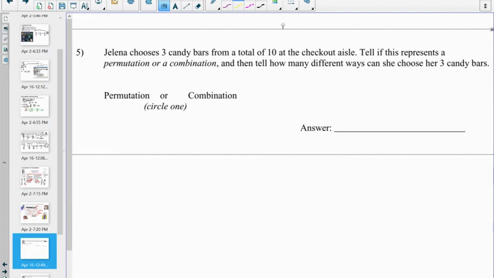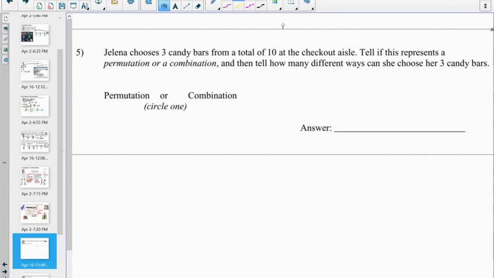Okay, so does the order matter is the question. Well, if you're picking candy bars, it doesn't tell us that we're lining them up in any way or that we're arranging them in any way. It's just we're selecting them from a group. So this would be a combination because the order does not matter.